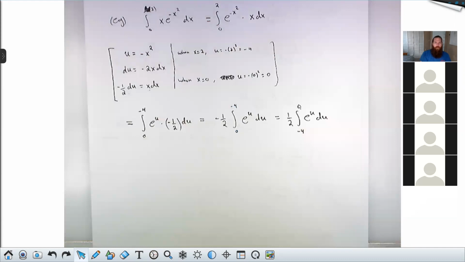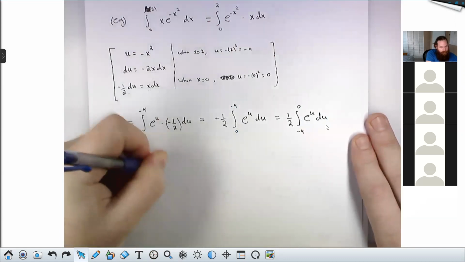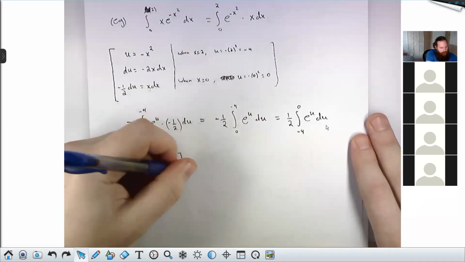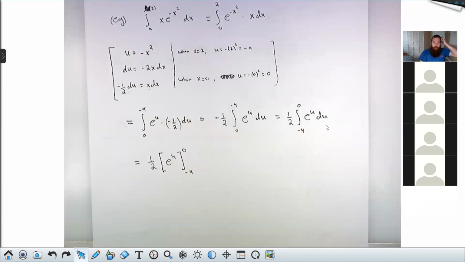And now there's really nothing more I can do to clean this up. I just need to find an antiderivative. So this is 1/2 times, an antiderivative for e to the u is e to the u. And I evaluate that from -4 to 0. The good news about definite integrals, integrals with bounds, when you make a substitution like this, you don't need to go back to the old variables. You just need to evaluate between these new bounds. So there's no need to plug back in for u in a definite integral. In an indefinite integral, you have to plug back in.